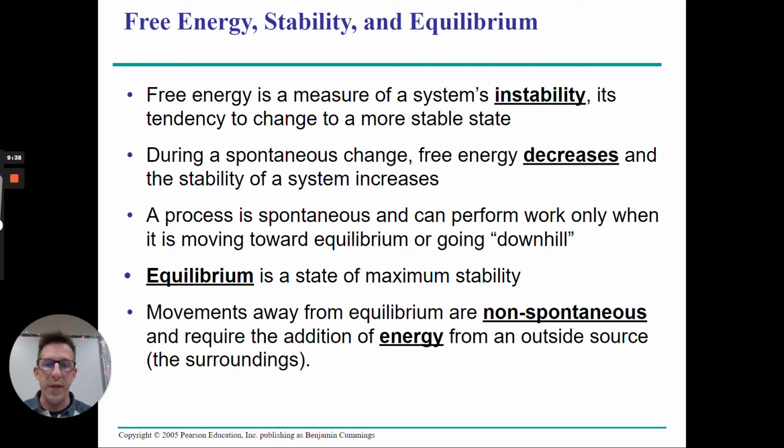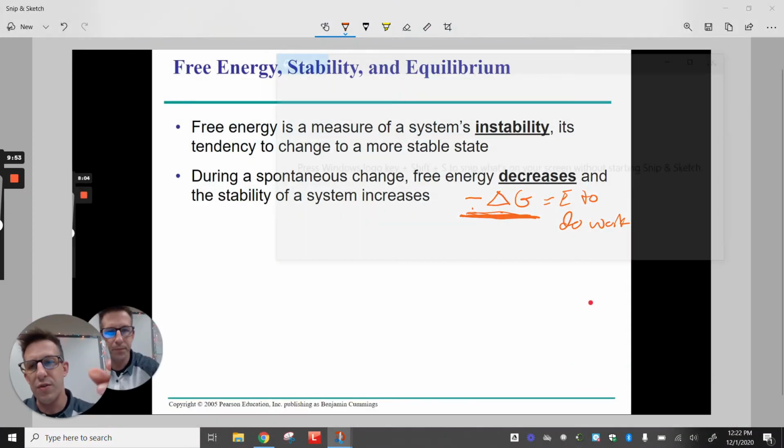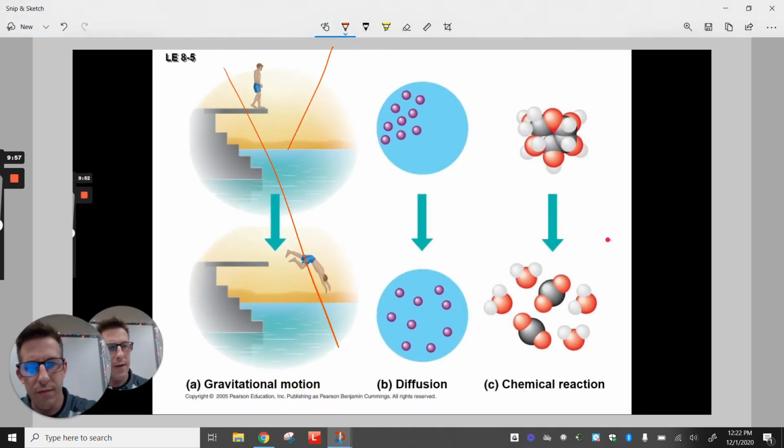Movements away from equilibrium, movements away from stability, are considered non-spontaneous, and they require the addition of energy from an outside source known as the surroundings. So let's talk about some of this stability, instability stuff and how it equates to equilibrium. I'm just going to have you disregard that picture there for a minute.